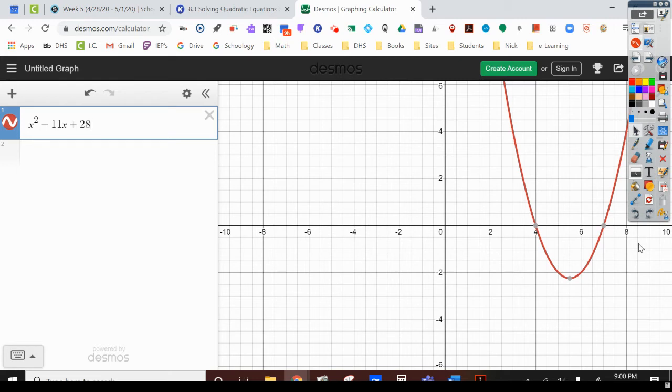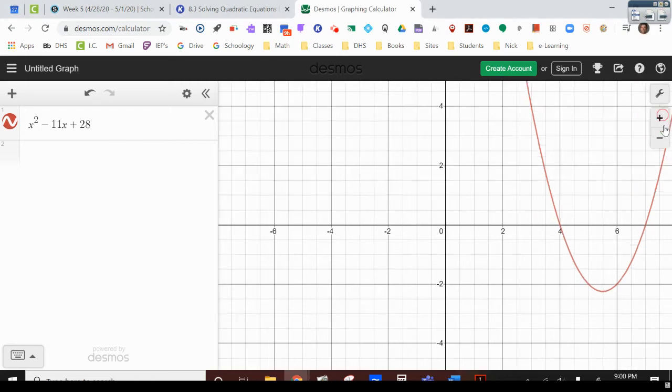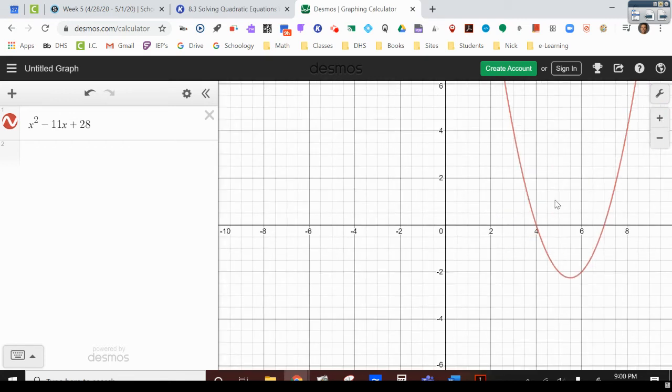If I needed to, I can zoom in and zoom out here. Let's get this thing out of the way. Here we go, right here, my zoom in, zoom out. Now if I hover my mouse over these two spots, I can see my two solutions. My x-intercepts are at 4 and 7. So that means my solutions are x equals 4 and x equals 7.